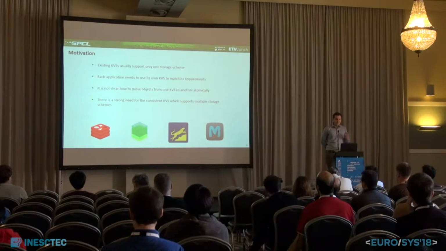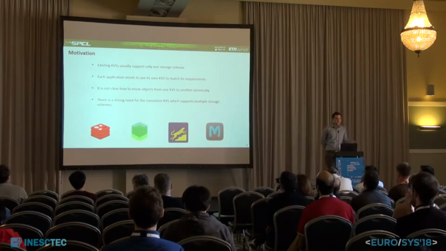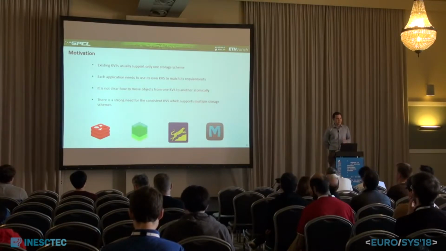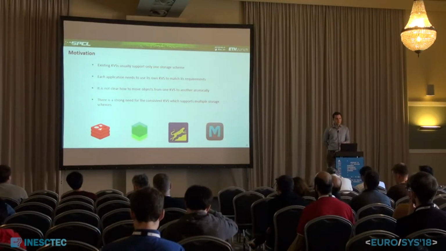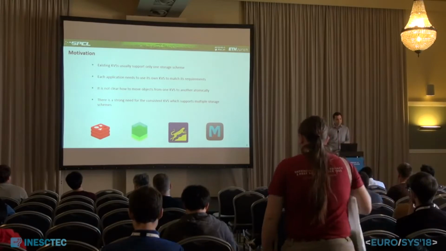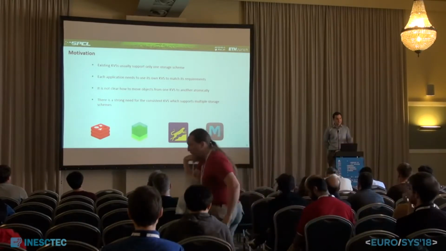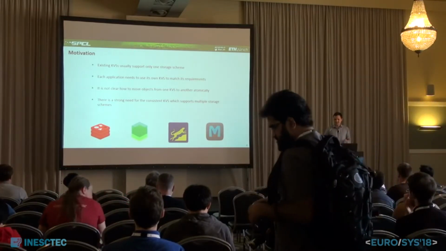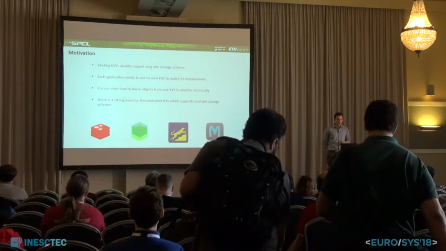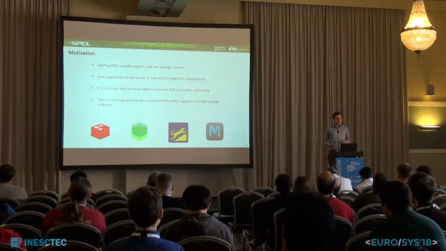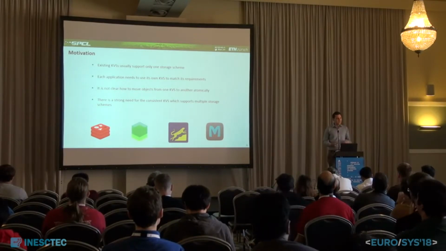The weakness of existing key value stores is that they support only one such storage scheme, and as a result, companies maintain dozens of distinct key value stores, which have to be maintained separately, and they could even have different APIs. And it increases the complexity of deployment of the system. Also it's not even clear how you can move the objects across the key value stores and be atomic.